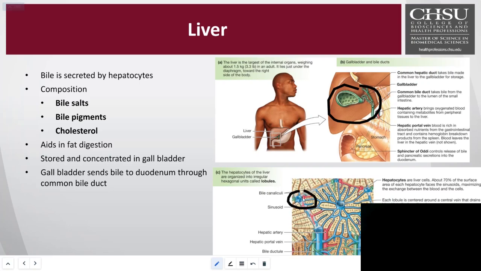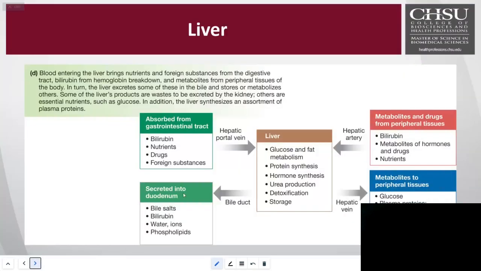Okay, so the bile ducts drain downwards, whereas the blood flow goes upwards, very similar to lymphatics. It's opposite flow, but you can see it's a kind of hexagonal, pentagonal shape, and then within the lobes. I'll have a zoom up in a second.